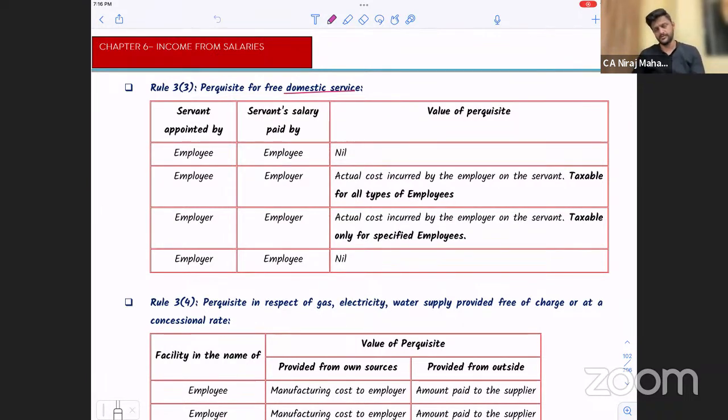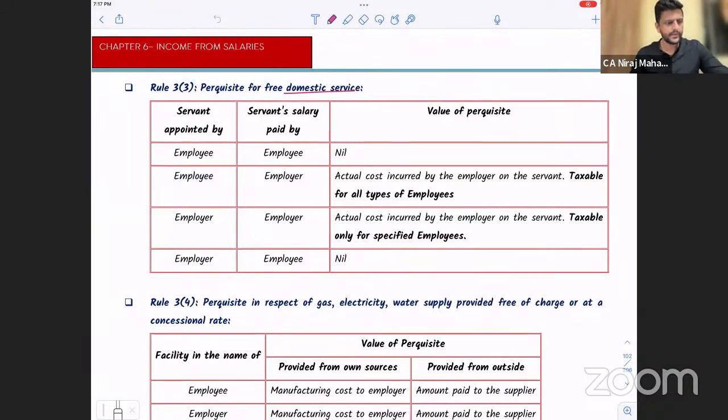So what is the benefit in this? The benefit is that, obviously, if the employer pays the salary of the servant, then that is the benefit to the employee. I have been telling you this many times: when it is the responsibility, duty or obligation of the employee and it is taken care of by the employer, it is a perquisite to the employee.